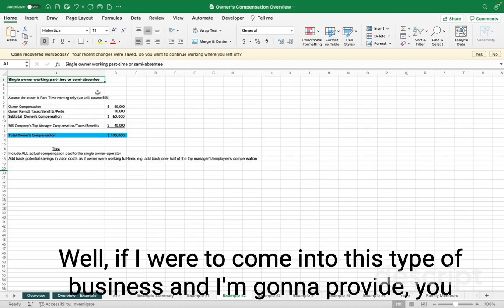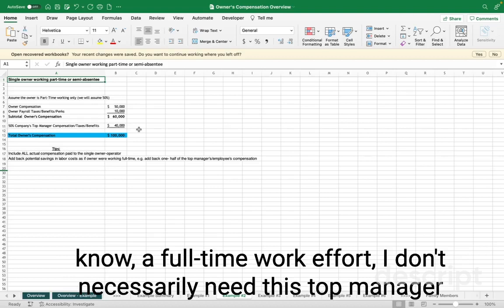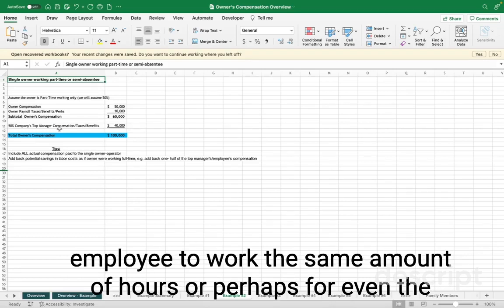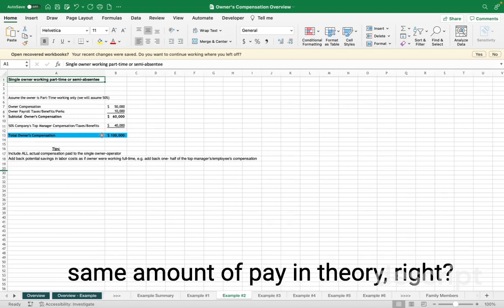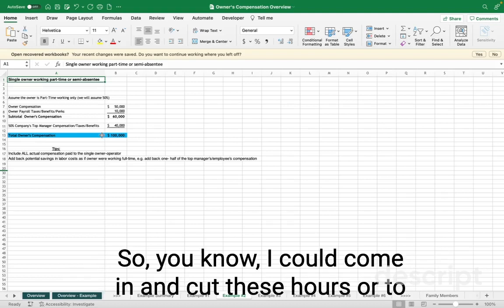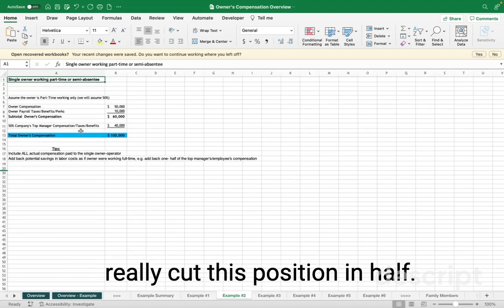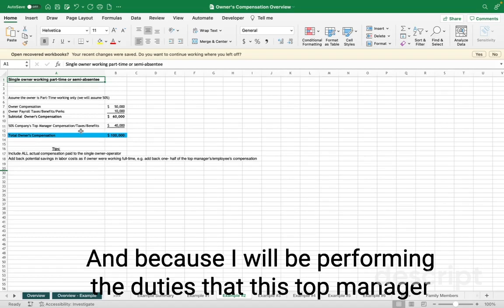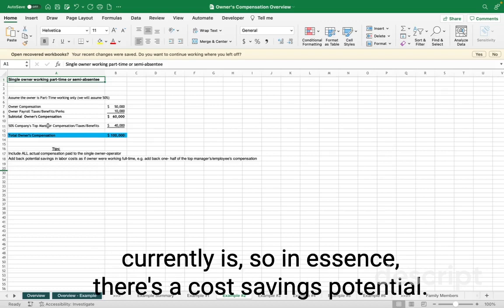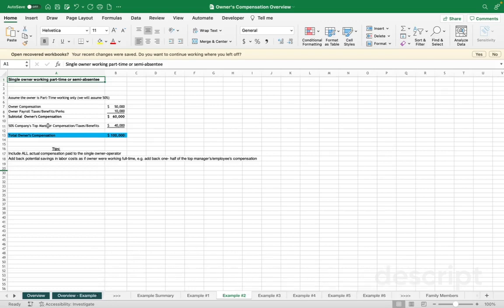Well, if I were to come into this type of business and provide a full-time work effort, I don't necessarily need this top manager employee to work the same amount of hours, or perhaps even for the same amount of pay, in theory, right? So I could come in and cut these hours, or really cut this position in half, because I will be performing the duties that this top manager currently is. So in essence, there's a cost savings potential there.